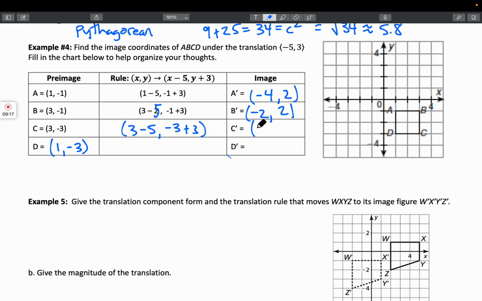That puts us at -2, 0. And finally, our last one here is 1 minus 5 and -3 plus 3. And that's going to put us at -4, 0.